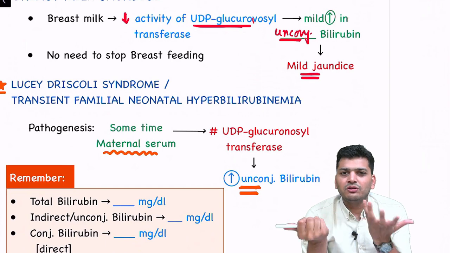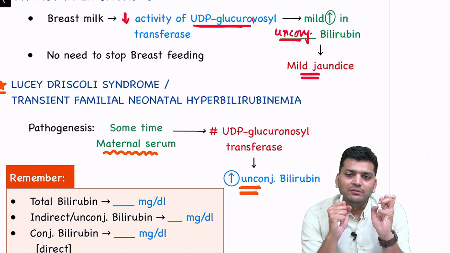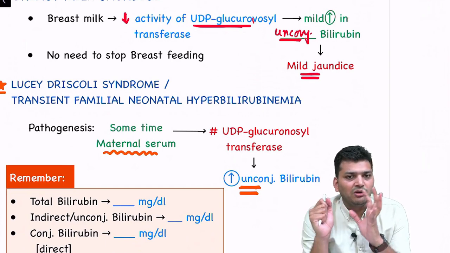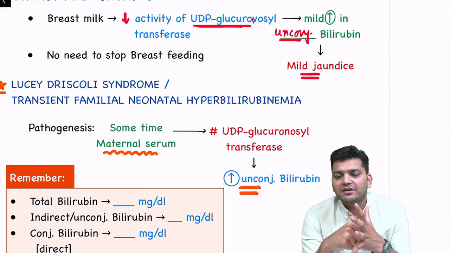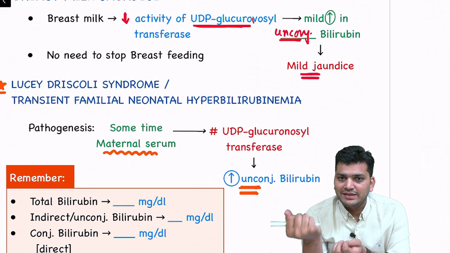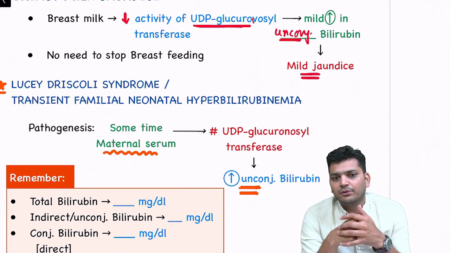So Lucey-Driscoll or breast milk jaundice is more or less the same. The main pathogenesis is exactly the same. The only difference is the trigger. Is the breast milk creating the problem? Then it is breast milk jaundice. If the maternal serum is creating the problem, it is Lucey-Driscoll syndrome.